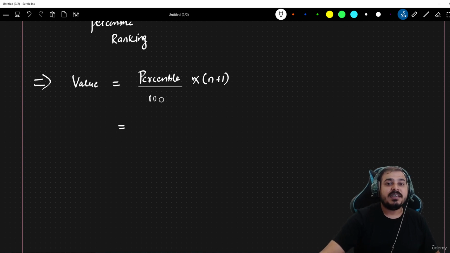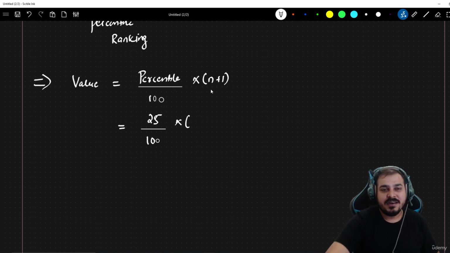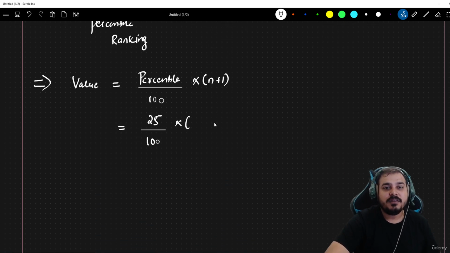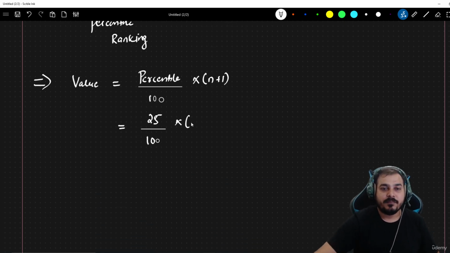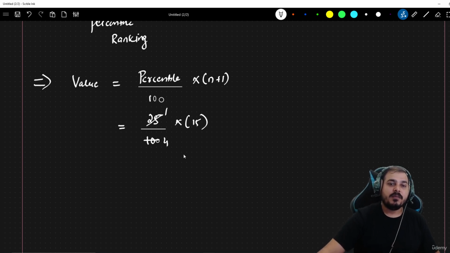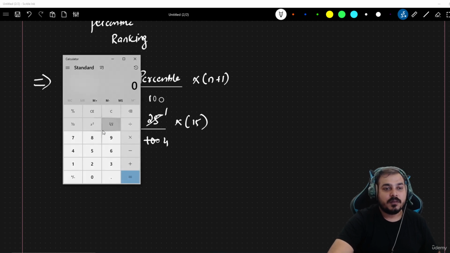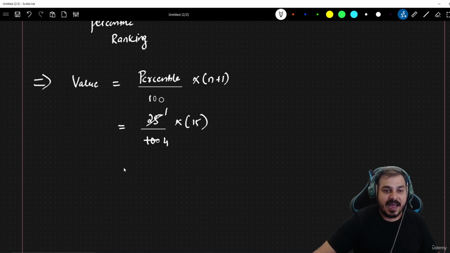So what is the percentile that I really want to find out? 25, I told you 25, right? Divided by 100 multiplied by, what is n? The total number of values are 14. So n plus 1 will become 15. So now if I use this 1 and 4, 15 divided by 4 is actually 3.75.